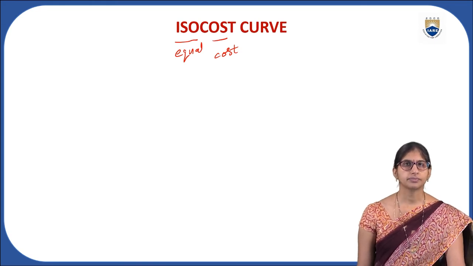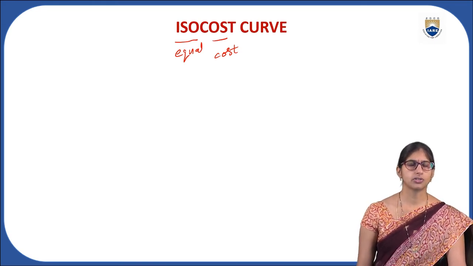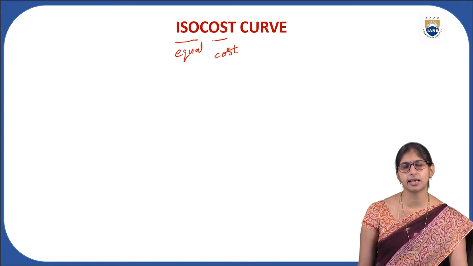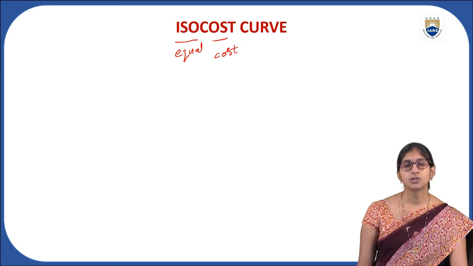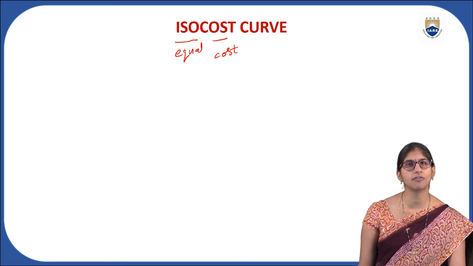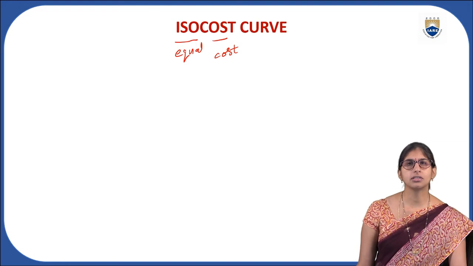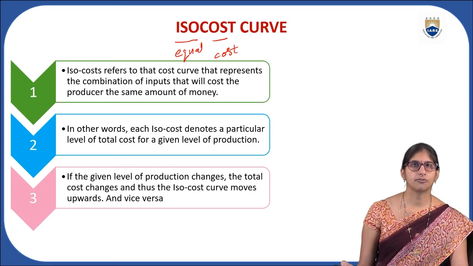Now, just by listening to the name isocost, we can understand. A producer is going to have any combination of two input factors giving the same expenditure. So a manufacturer is incurring the same expenditure with two input factors.